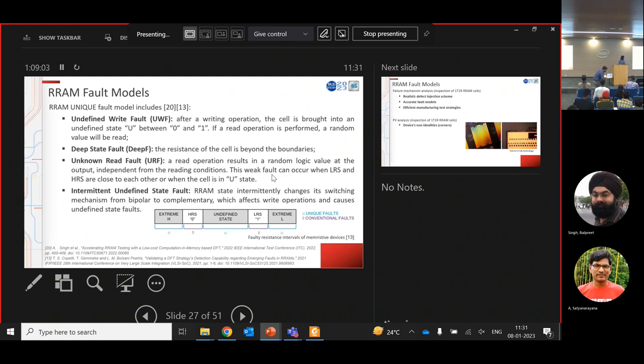The cell can be in a deep state fault. Okay, the resistance of the cell is beyond the boundaries. Unknown read fault. Okay, this means that you are going to have a random logic value. You are going to read it, and after a set operation, after write one, you are going to have sometimes a zero, and sometimes a one as expected. It's a random behavior. I don't know what I'm going to read.